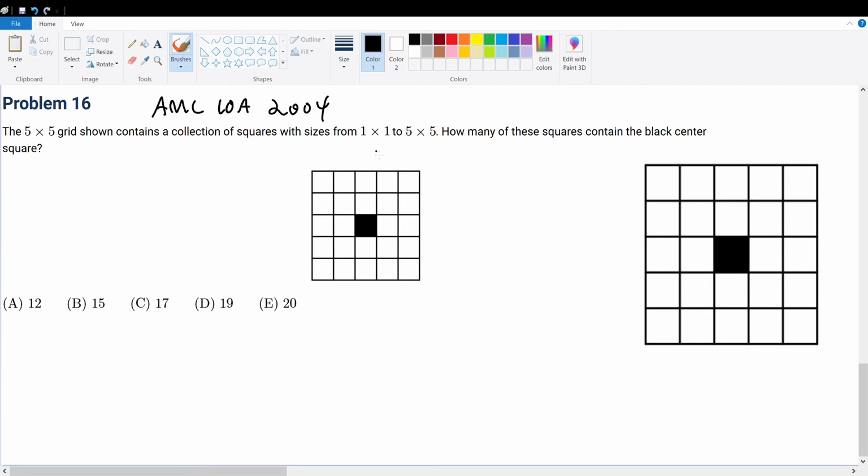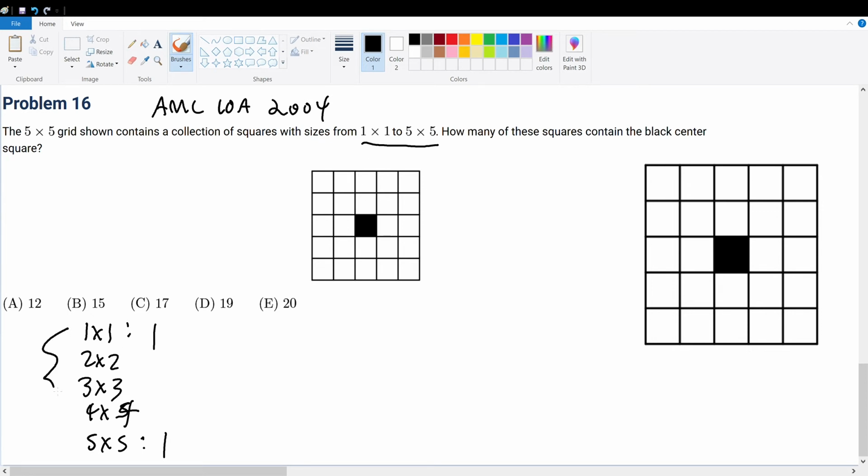We're told that the squares range from 1 by 1 to 5 by 5. So obviously, we want to write down each dimension that the squares containing the black square can be. This should be the first thing that you do when you approach this question. Now, how many 1 by 1 squares contain the black center square? Well, obviously, just one. Likewise with a 5 by 5 square, because it's just a big outer square and the one inner square.